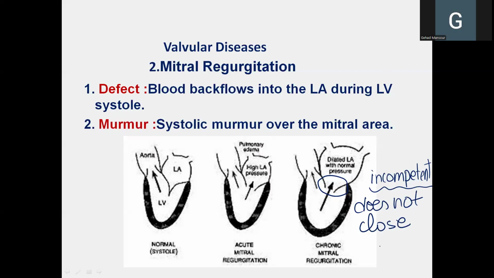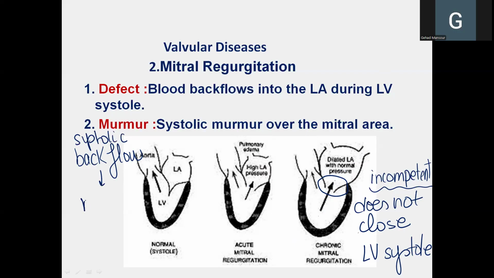When do we want it to close properly? During left ventricular systole, because we are here considering the mitral valve. So if it does not close perfectly during left ventricular systole, there would be backflow of blood during systole. So there would be a systolic backflow, and if there is a systolic backflow, then there will be a systolic murmur. Where is it heard? Again, over the apex, because we are considering mitral regurgitation.